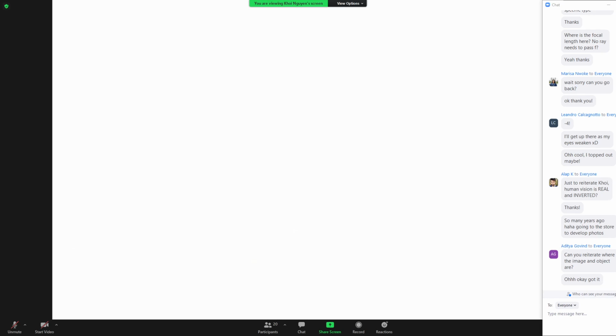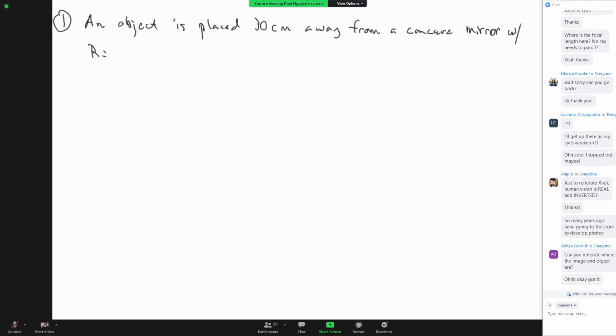So, first question of the day, we have an object placed 30 centimeters away from a concave mirror with a radius of curvature of 20 centimeters. Do you remember those 4 questions I asked you to answer? I need you to answer them now.